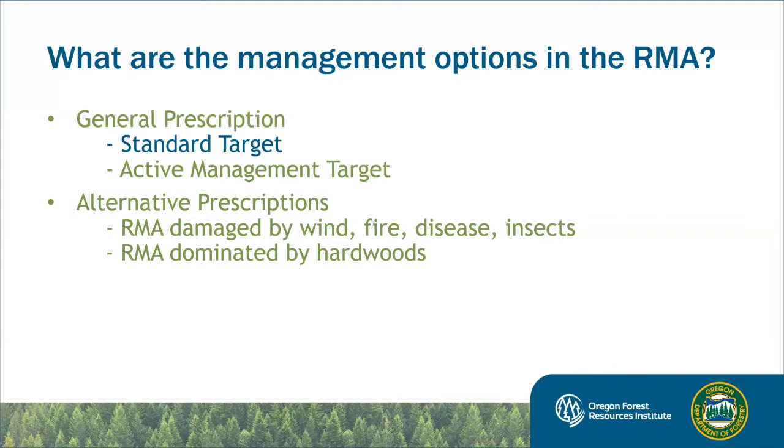And then the alternate prescriptions are generally only for acts of nature, wind, fire, disease, insects, or if you have an RMA that's dominated by hardwoods, you can do a hardwood conversion. You would want to speak with your local stewardship forester if you were interested in pursuing an alternate prescription. Most of the time, you're just going to be following the standard target under the general prescription.